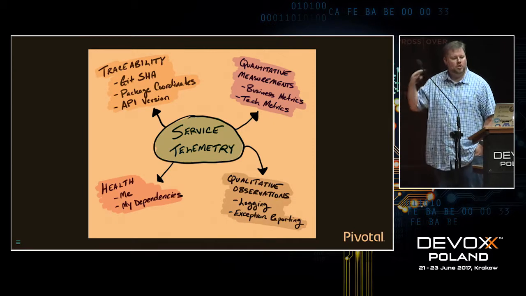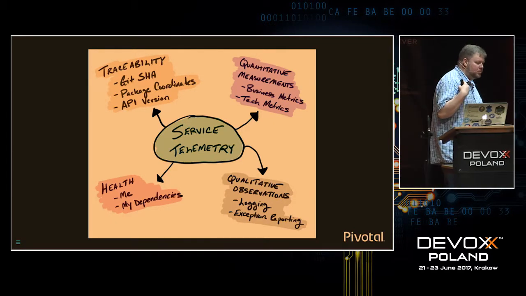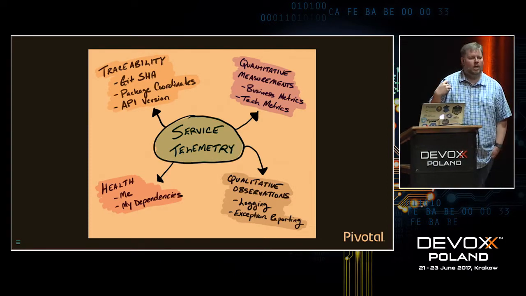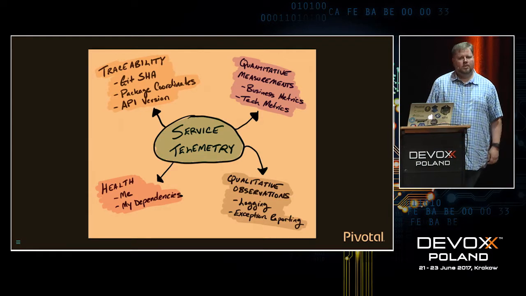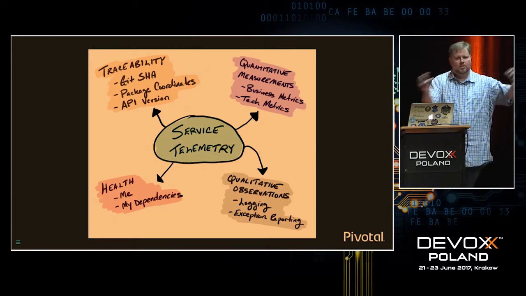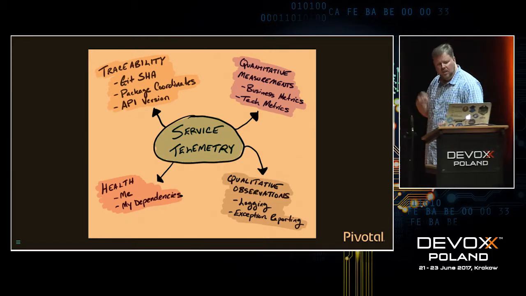I want to be able to measure health. What is my health? Am I healthy because of what? Is it the process is up and running? Is it the process is up and running and it's listening on a port? Some of those things may be healthy, some of those things may not be. This can get complicated.